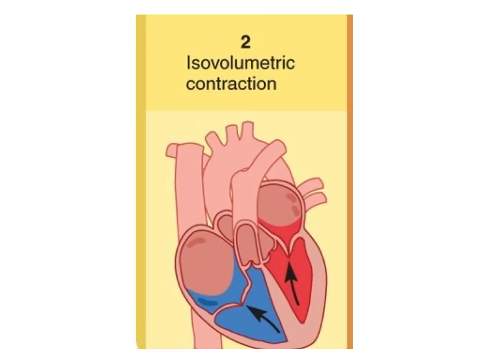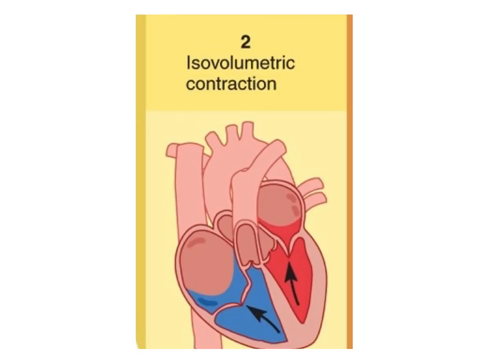And what this is going to do is force the AV valves to close. Because remember, you don't want backflow. You want blood to go from atria to ventricle. If your ventricles are contracting, the first thing you have to do is close the doors so that blood cannot backflow into the atria.